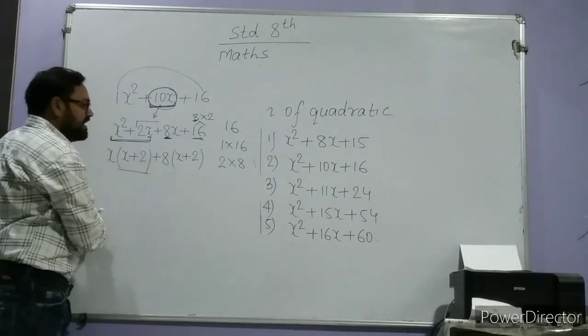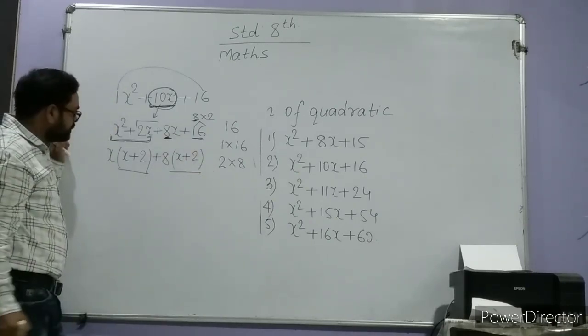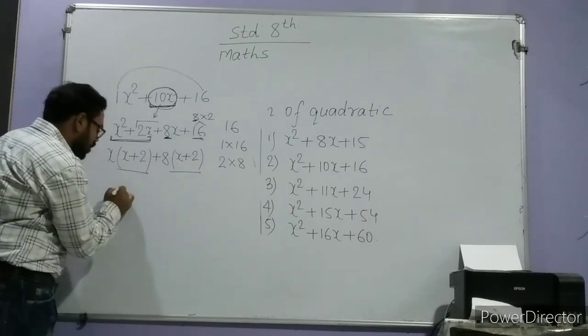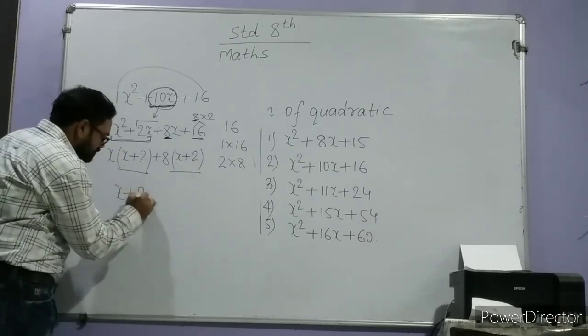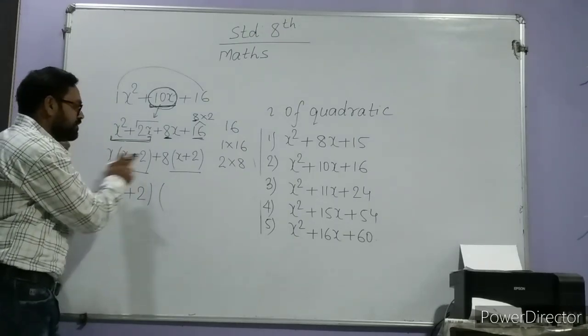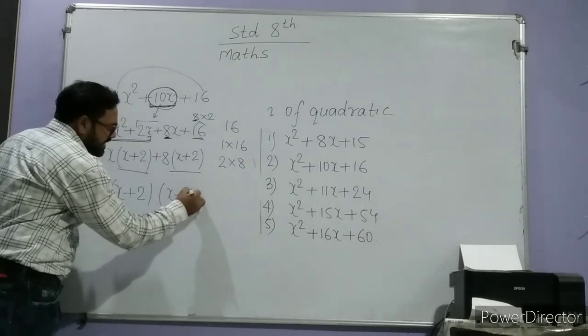You can see over here we have got x plus 2, and over here also we have got x plus 2. So we can take out x plus 2 as common. When we take x plus 2 as common, what is left over here? x, and over here plus 8. So we will write x plus 8. So this is our answer.